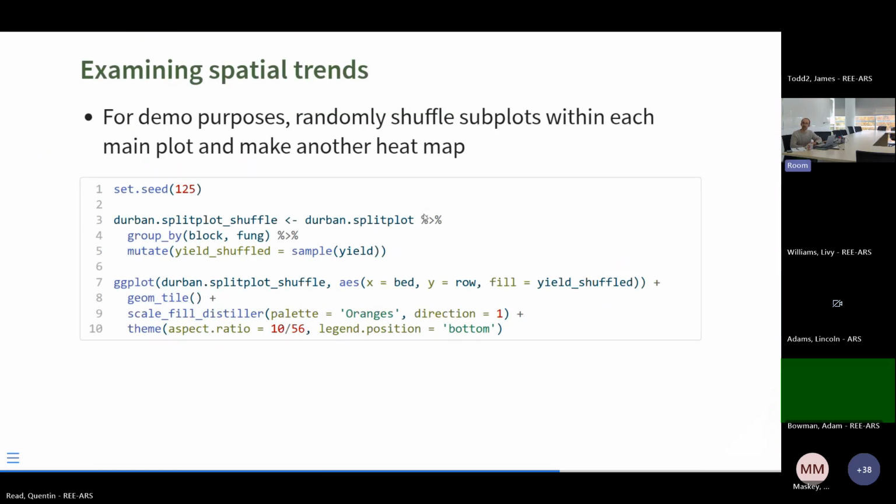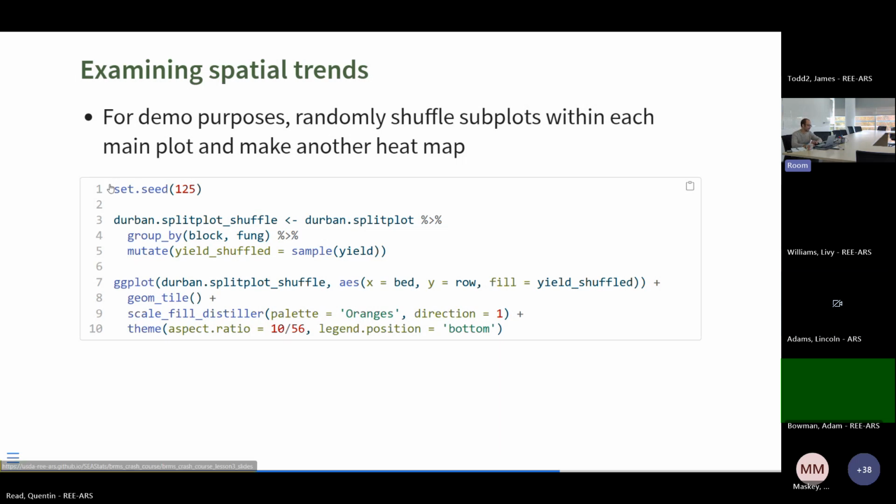The human eye is good at picking out patterns when there isn't any. So by way of demonstration that there is a spatial pattern that isn't accounted for by treatment and block, I wrote this code to randomly shuffle the yields within each block and within each main plot, and then plot it again. If the shuffled plot looks more random than the actual data plotted where they are in space, then there's probably a spatial pattern in the data.